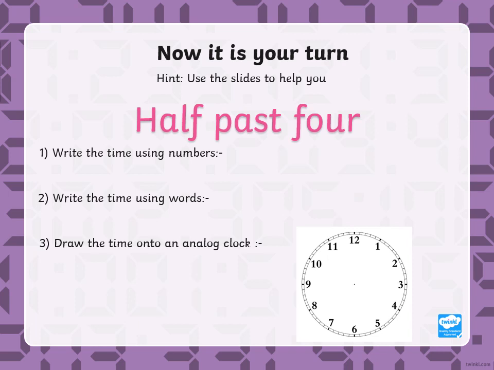And number 3, draw the time onto the analog clock. So here you go, remembering from our lesson from yesterday that we need to remember which one's our minute hand. Our minute hand is going to be the longer hand, and our hour hand is our shorter hand. Okay, so have a go, see if you can do that on your own. If you can't, you might like to ask an adult. This is something I'm pretty sure that all of the adults in your household are going to be really good at.